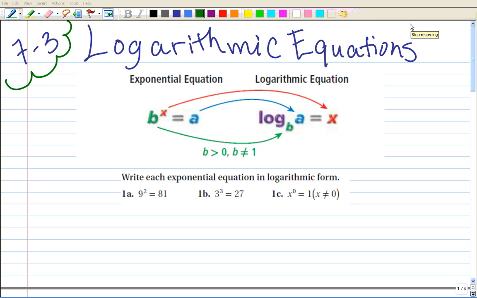Hi there, here's a video on logarithmic equations, which you can reference in Chapter 7, Section 3 of your textbook.